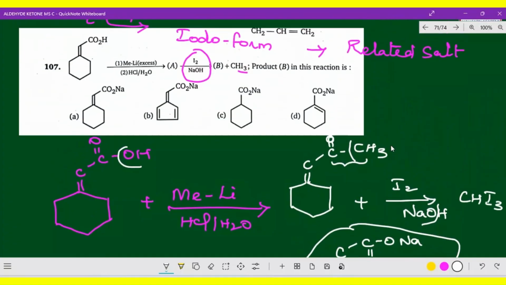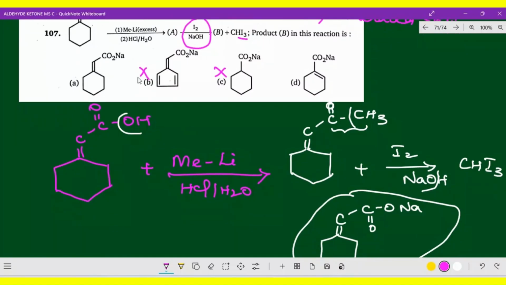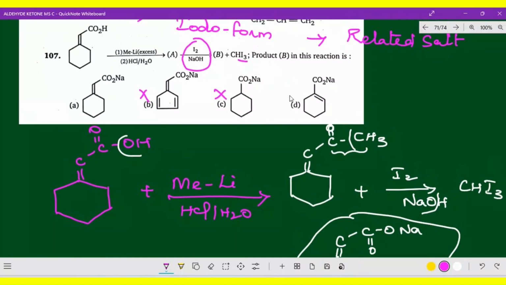Now, which is the correct option? The iodoform test here gives COONa. Option B, how is it possible? This will not be possible. See how nicely they are giving confusion. COONa, because 2 carbons are available. See, here one carbon, here one carbon. A direct double bond is not going to attach with COONa, right? So this will not be the correct option. And in the same way, how is it possible for a double bond to come over here? There is no double bond here. So this also will not be the correct option.